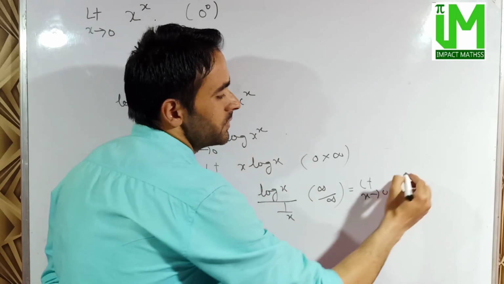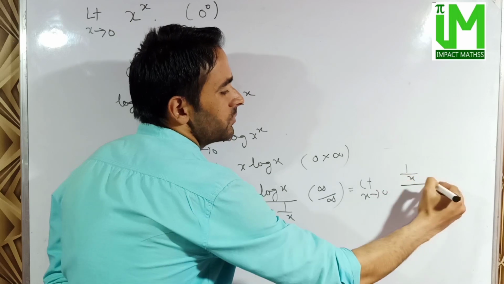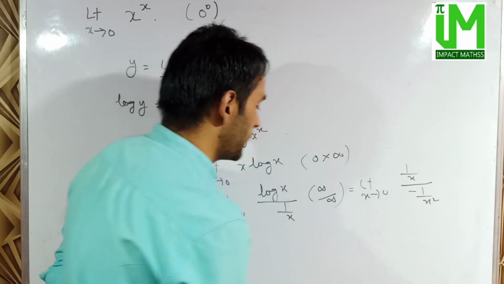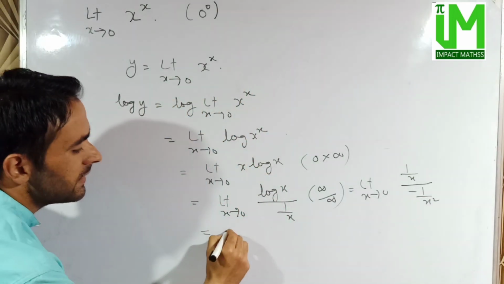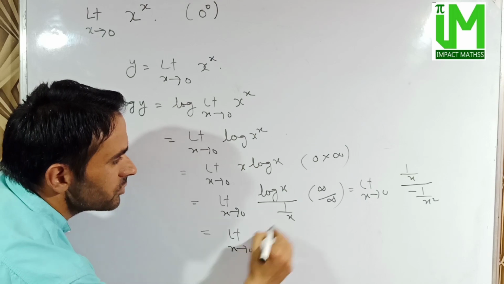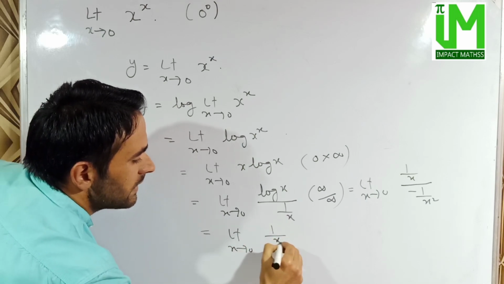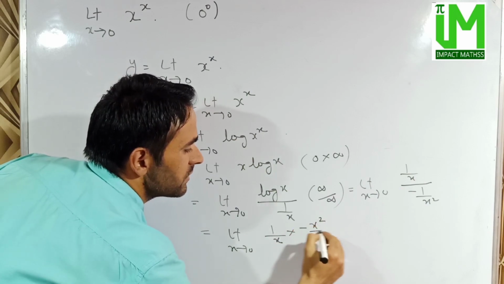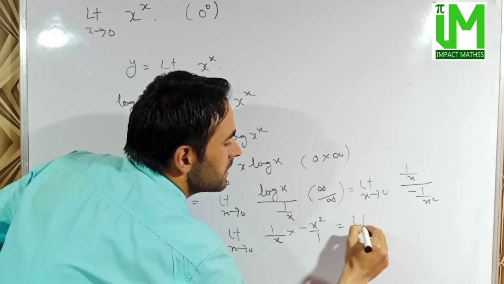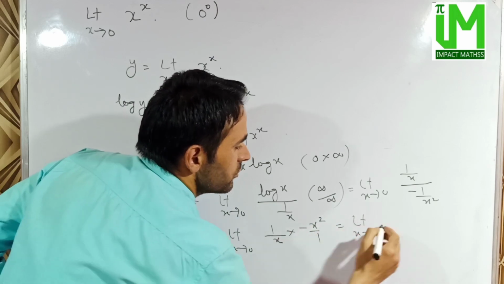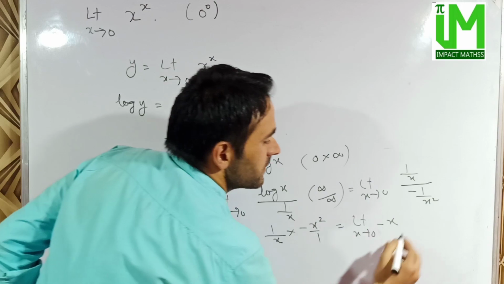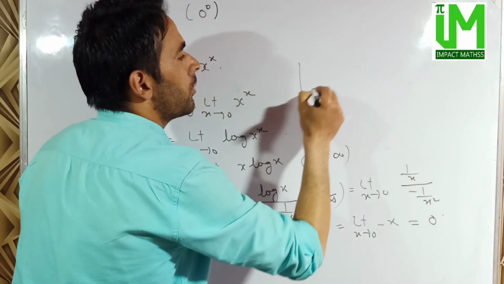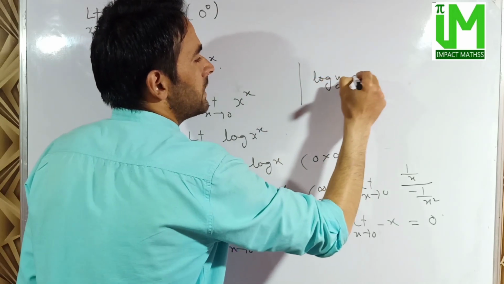So log x की differentiation 1 upon x divided by 1 by x की differentiation minus 1 by x square. So next we can write this as limit x approaches to 0. So this will be 1 by x, और ये minus 1 by x square reciprocal लेके minus x square divided by 1, which will be limit x approaches to 0. So this will be minus x, and when x approaches to 0, this will be 0. So which means log of y is equal to 0.